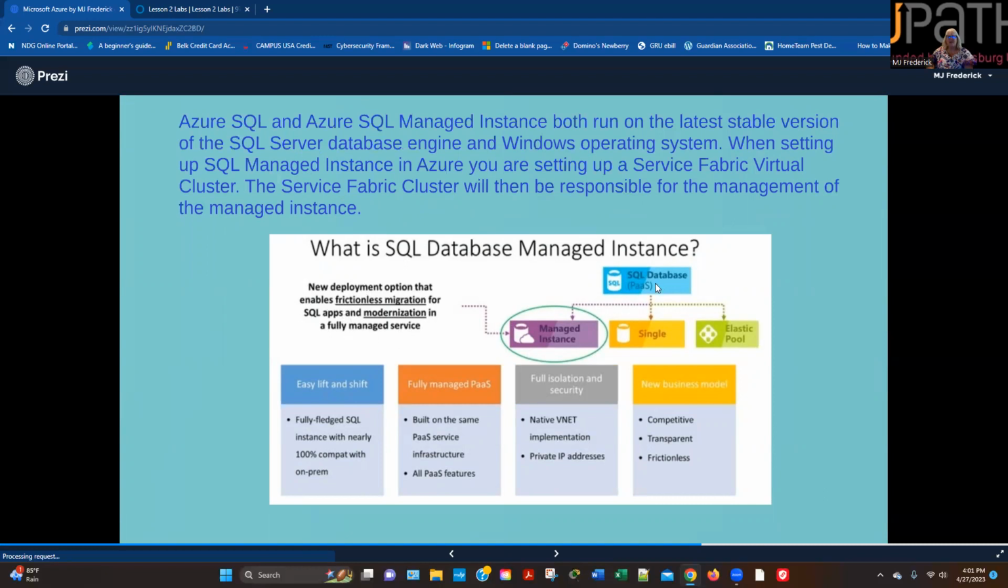So here's your database. You can have your managed instance. You can do it singularly or have an elastic pool. It's called an easy lift and shift, fully managed by your platform as a service, full isolation and security. And I'm going to be getting into VNet next Tuesday, and the new business model. So you see it's a full-fledged SQL instance with nearly 100% compatibility with your on-prem, which you have on premises. It's built on the same platform as a service infrastructure. It has all the same features as platform as a service.